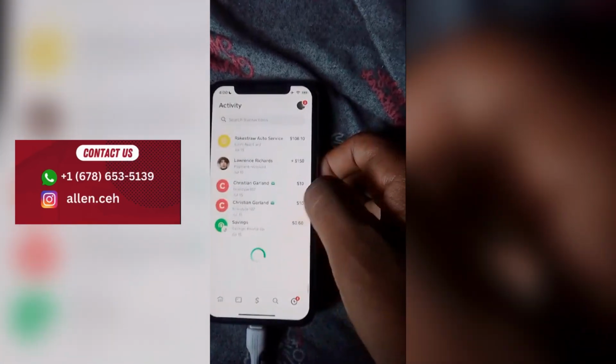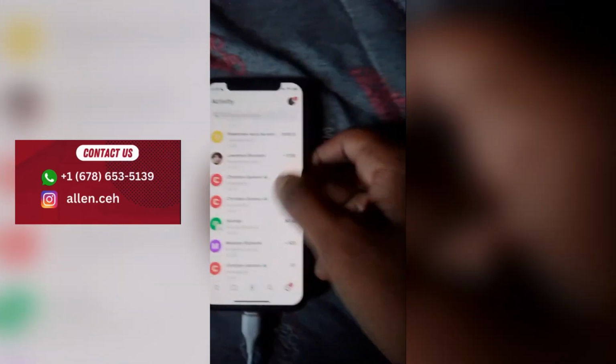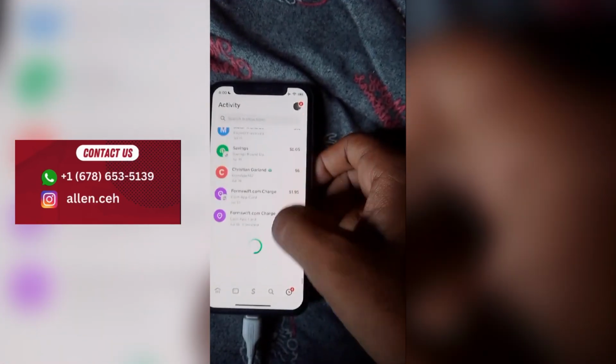Let me show you the transactions of this account and then I will show you the details of this account. Okay, just look at the transactions.